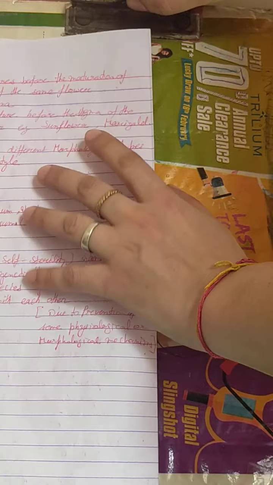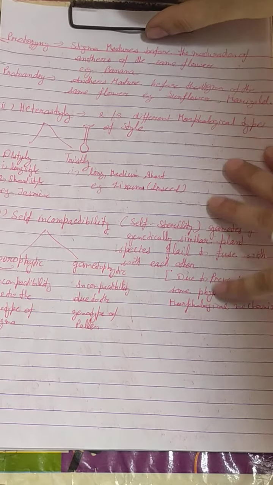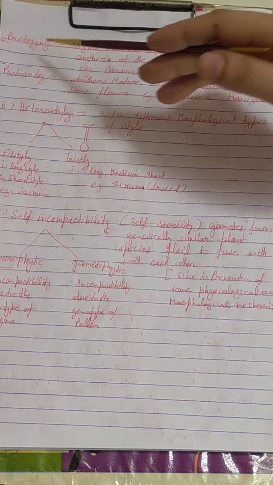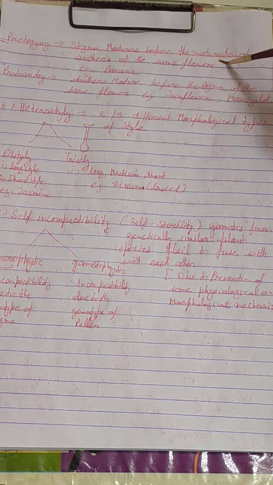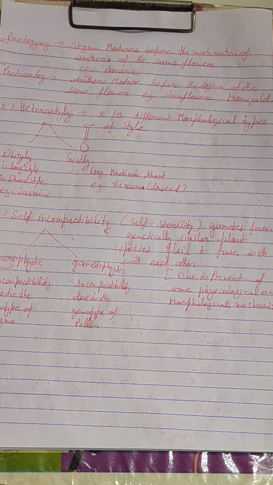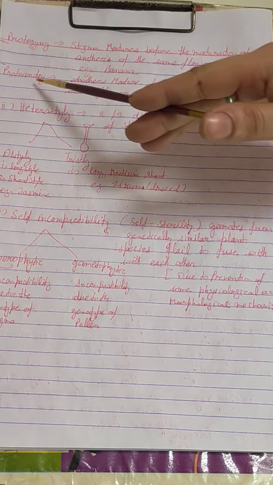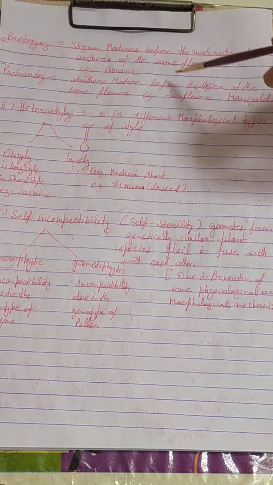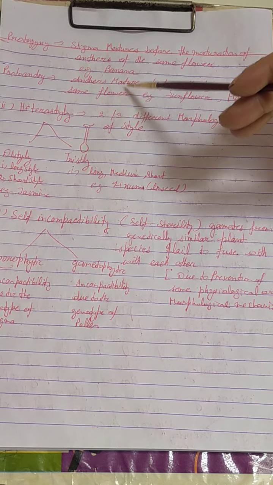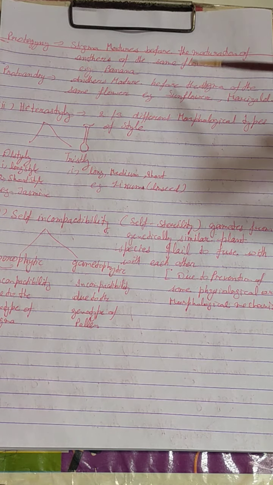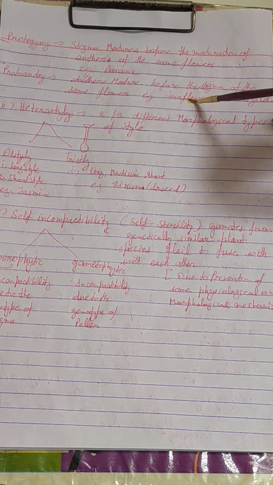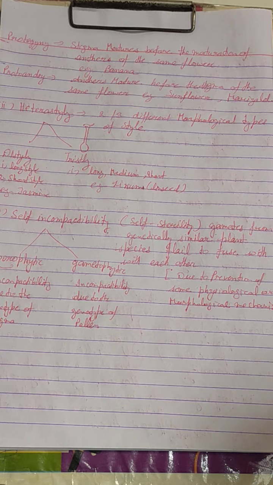So what will happen? This type of condition will also avoid self pollination. So protogyny means the stigma matures before the maturation of the anther of the same flower. Example is banana. And protoandry means anthers mature before the stigma of the same flower, so pollination within the same flower is avoided. This will be the case of sunflower and marigold.